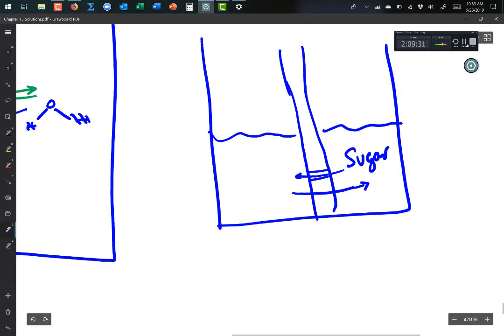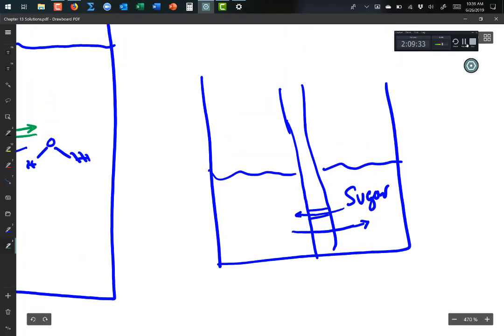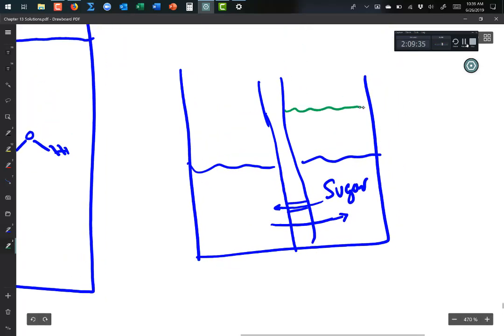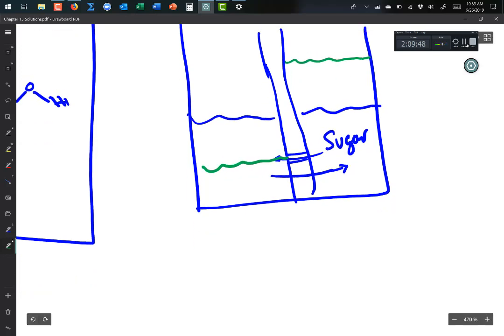So the result is over time, what you see happen is this side will go up and this side will go down. Okay? This is known as osmotic flow. The osmotic flow is that movement of liquid through that semi-permeable membrane. This height is known as the osmotic pressure.